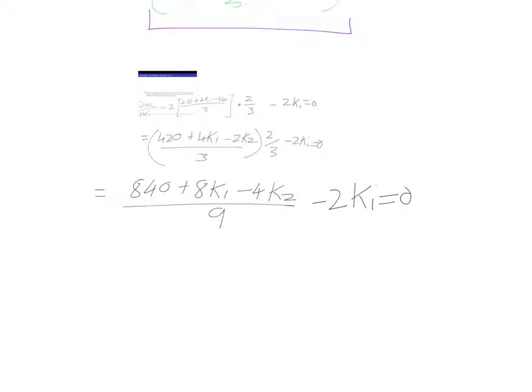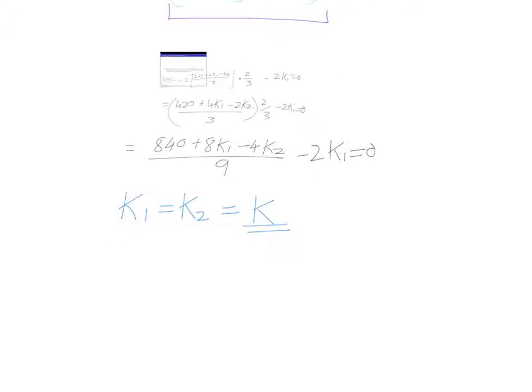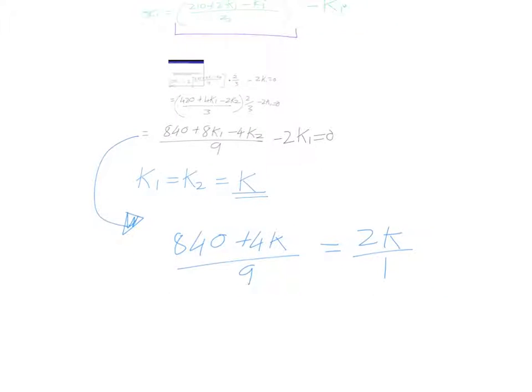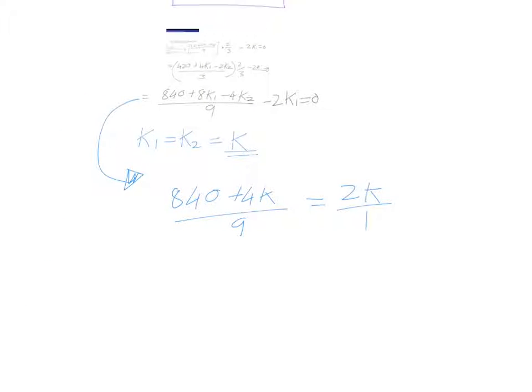Okay, and then remember, we know that the firms are symmetric. So this expression can simplify to a very nice 840 plus 4k over 9 is equal to 2k over 1. Here we've just said k1 is equal to k2, so that's where the change in this fraction came from, and we just take this over to the other side. And then we just cross multiply.